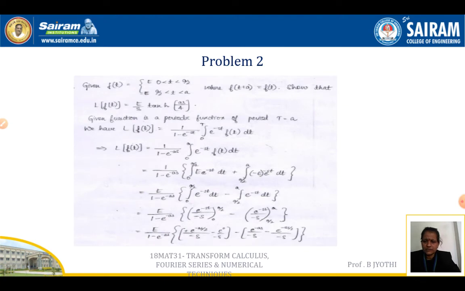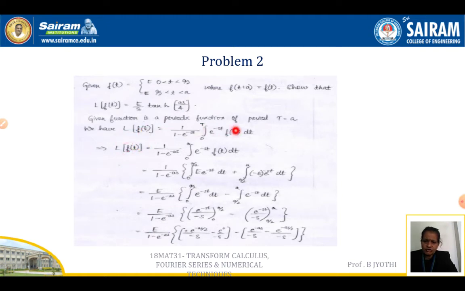Next problem. f of t is e when t is from 0 to a by 2, and from a by 2 to a it is minus e, where f of t plus a is equal to f of t. Show that L of f of t is e by s tanh of as by 4. So let us prove the result.